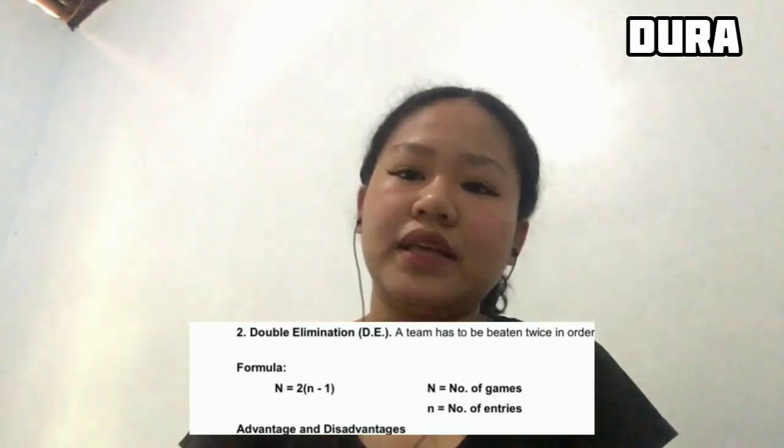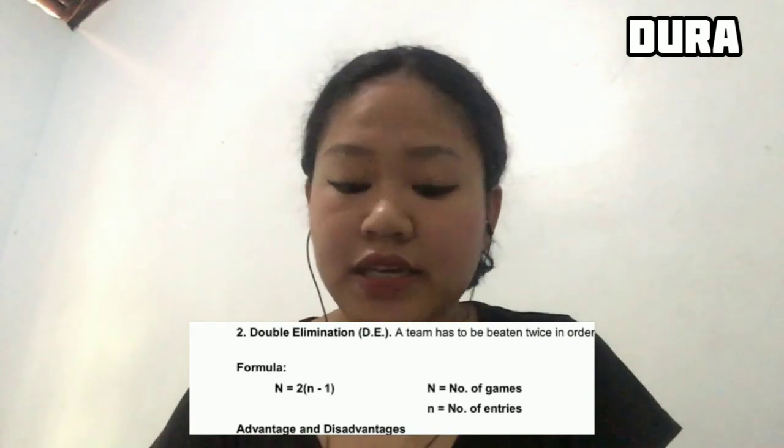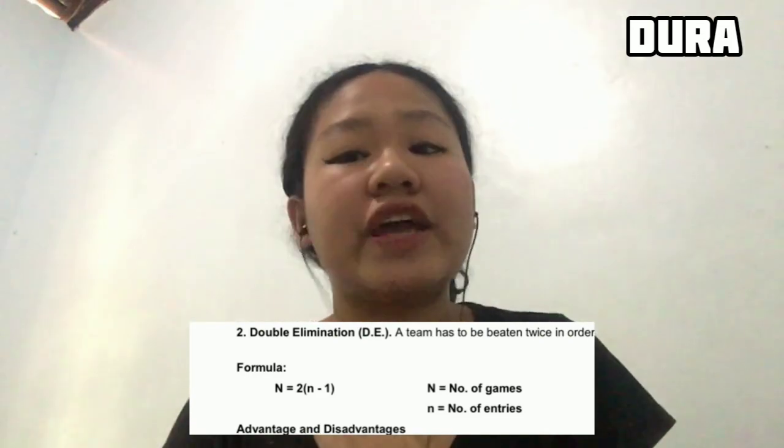There might be a difference between single elimination and double elimination. Double elimination is a system where a team has to be beaten twice in order to be eliminated. Just like in single elimination, double elimination needs a formula to determine the number of games. N equals 2 parentheses n minus 1.